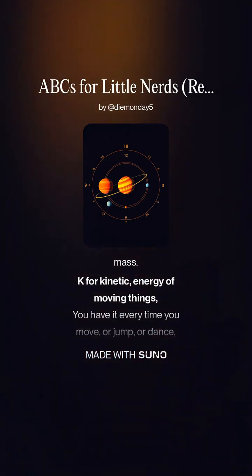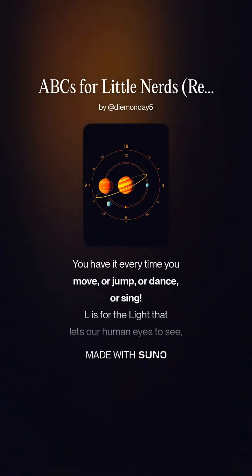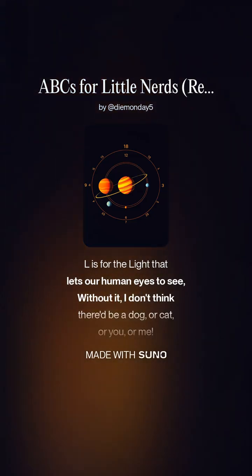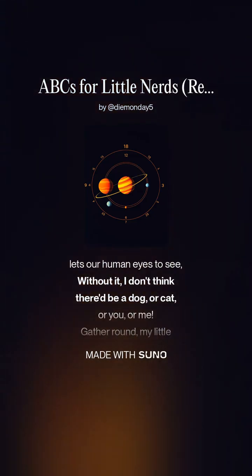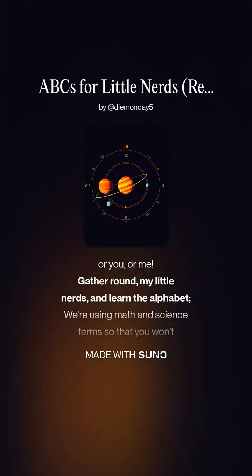K for kinetic energy of moving things. You have it every time you move or jump or dance or sing. L is for the light that lets our human eyes to see. Without it, I don't think there'd be a dog or cat or you or me.